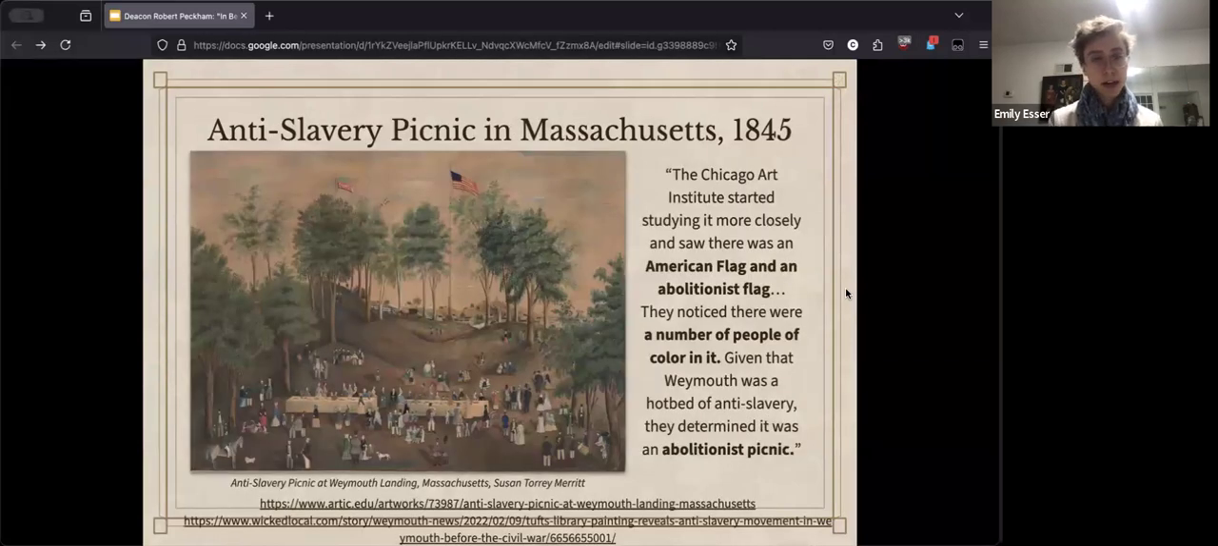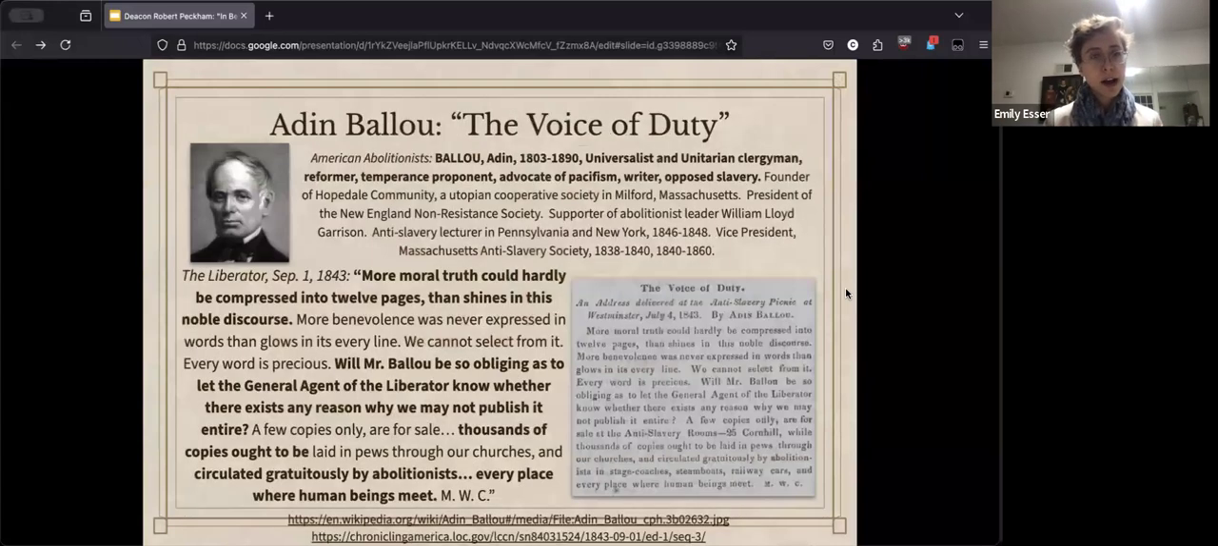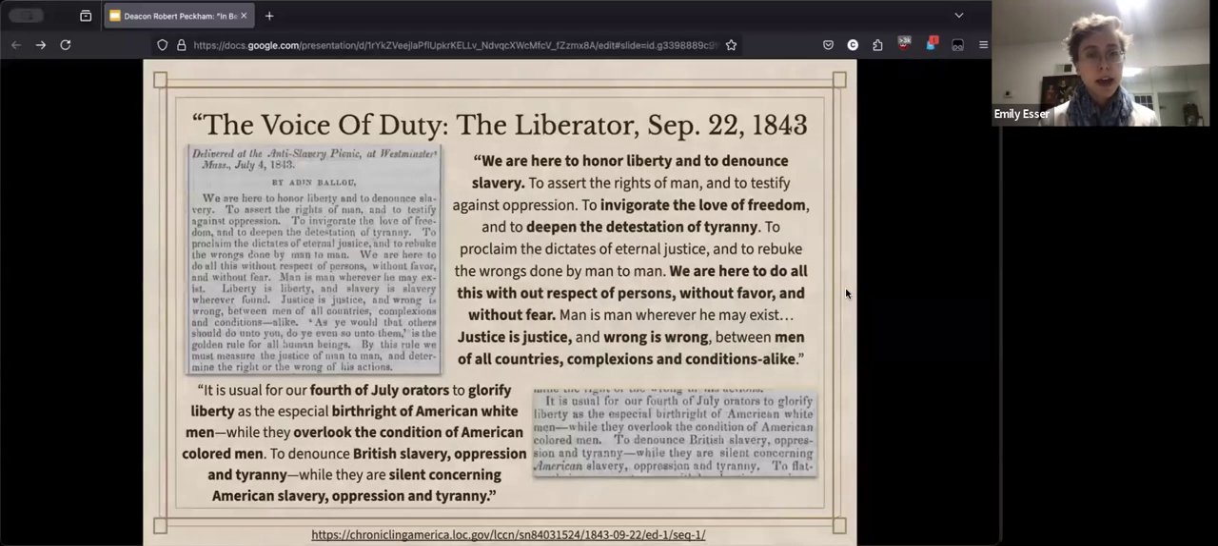Here's an anti-slavery picnic, not his, but a local Massachusetts town. There he is, Adin Ballou. He wrote The Voice of Duty, which got rave reviews in the Liberator. This was an address, a very long one, that he delivered. It's very, very eloquent and very fiery. It got obviously quite popular. Oops, that's my alarm for this lecture. That's just, here it is.